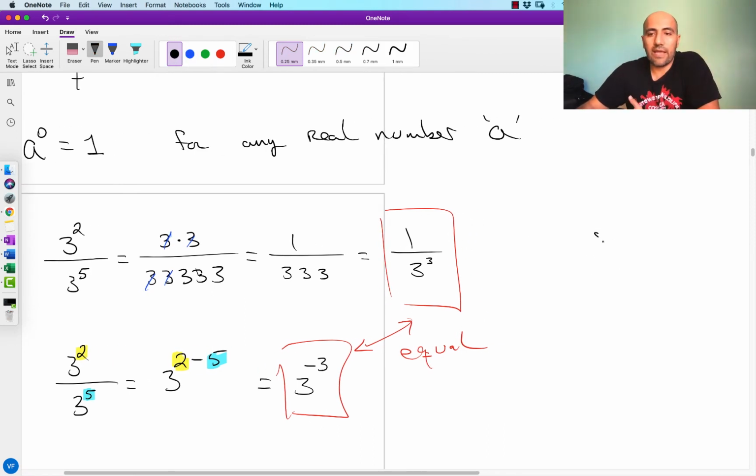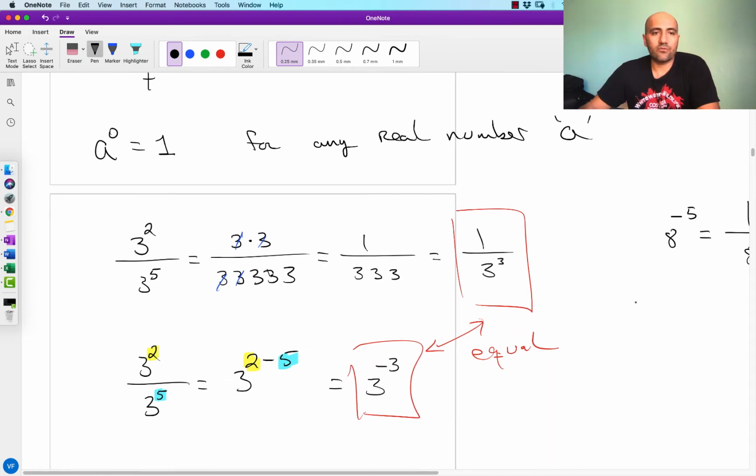So if I chose 8 to the power of negative 5, I can get rid of that negative, according to this little rule here, by rewriting it as 1 over 8 to the power of positive 5. Right? And that's our next rule.